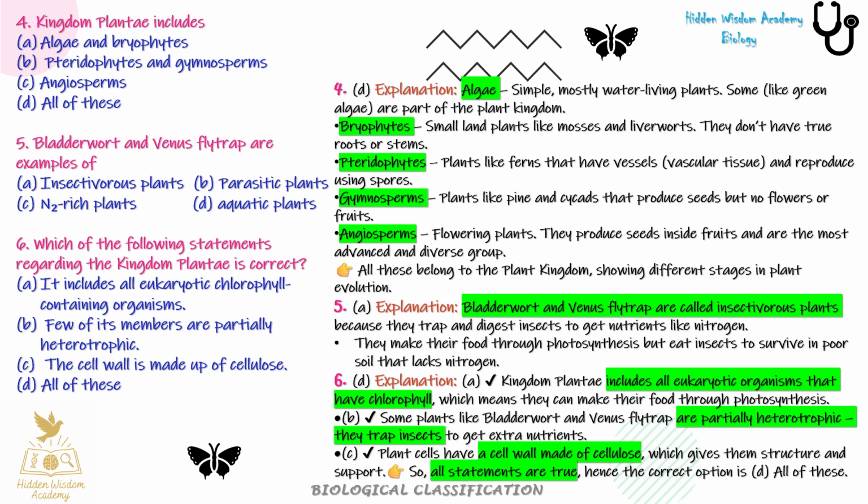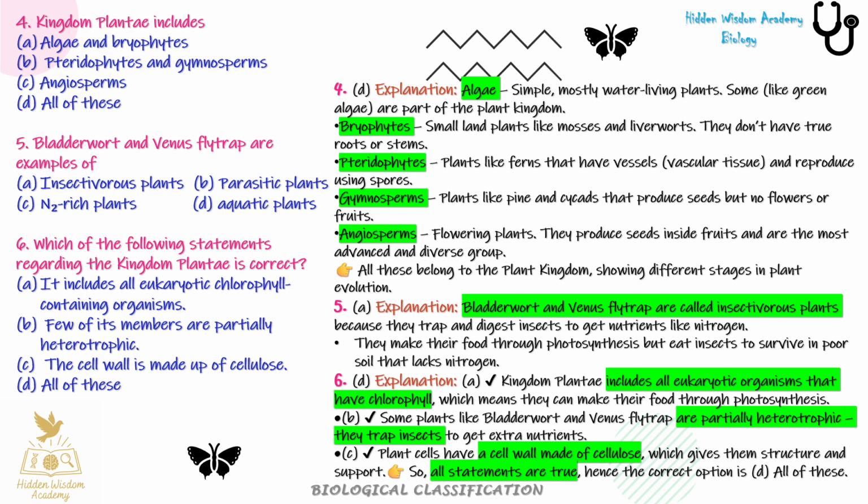Question 5. Bladderwort and Venus flytrap are examples of. Option A. Insectivorous plants. Option B. Parasitic plants. Option C. Epiphytic plants. Option D. Aquatic plants. Explanation. Bladderwort and Venus flytrap are called insectivorous plants because they trap and digest insects to get nutrients like nitrogen. They make their food through photosynthesis but eat insects to survive in poor soil that lacks nitrogen. So, option A is the correct answer.